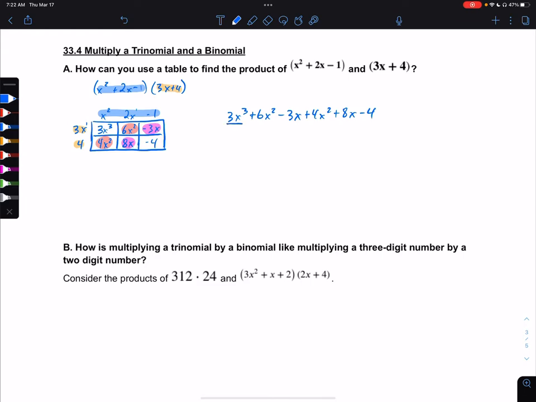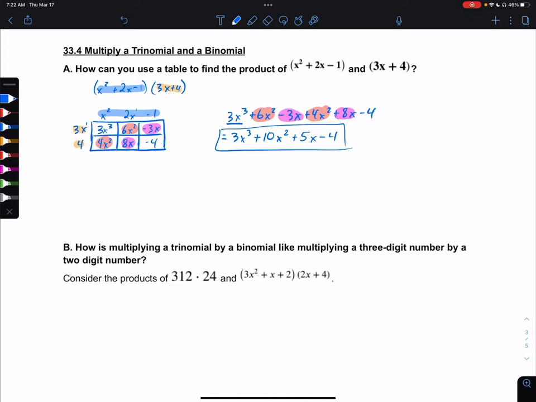All right, the 3x cubed has no like terms, so that's going to just drop down. We already said that the 6x squared and the 4x squared are like terms, so we're going to add those up. So 6 plus 4 would be 10, and then x squared. And then we have negative 3x and positive 8x. So negative 3 plus 8 would be a positive 5x minus 4. So this would be our polynomial. And again, we've mentioned it a couple times, but notice that a polynomial times a polynomial gets you another polynomial.